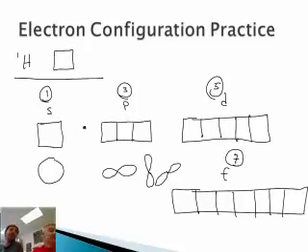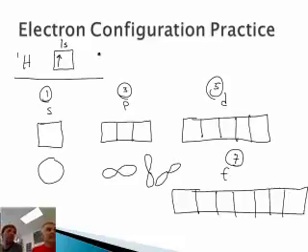Hydrogen has 1 electron. Electrons, as you recall, we're going to write as an arrow. We would label this 1s, that's the orbital 1s, because it's from that 1s orbital. It looks like it has 1 electron in the 1s.